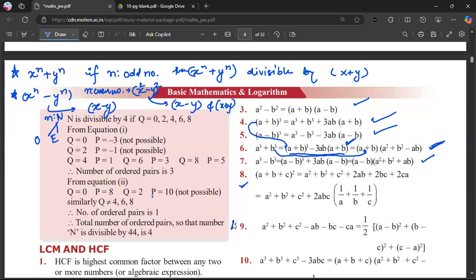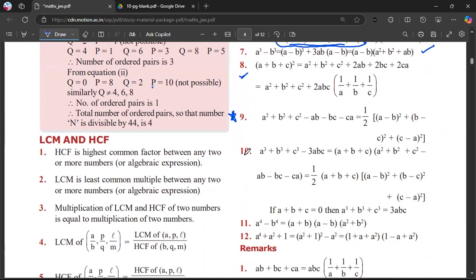Further, this is important. Why am I saying this is important? Because we sometimes think, okay, these are very important, we have learned them. That's why I'm saying that all are important. And this property in particular is very much used in questions. And this is the condition: if a plus b plus c is equal to 0, then a cube plus b cube plus c cube minus 3abc becomes 0, and minus 3abc goes to the right hand side. This property holds true.